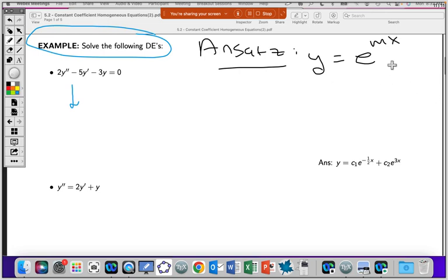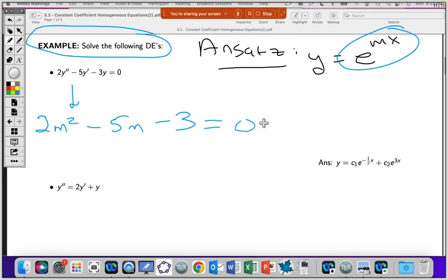Every time you take a derivative of e to the mx, you're going to spit out a factor of m. So 2y double prime is going to have 2m squared. Minus 5y prime will give you 5m. Minus 3y is 3. And you'll have a factor of e to the mx, as we saw earlier, that we can just factor out and cancel out. Boom. Here we go. Now we're down to a quadratic equation. Now, you can solve quadratic equations every single time using the quadratic formula, but we try to avoid it if possible. Let's see if things factor.